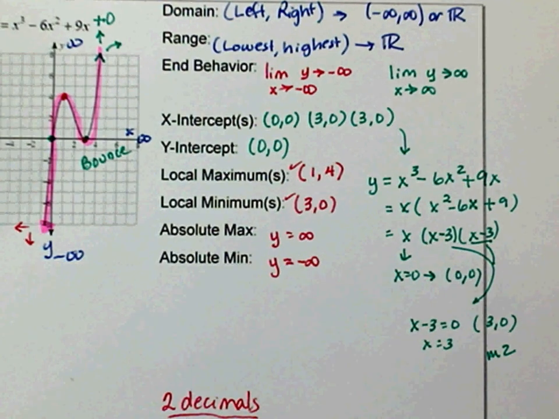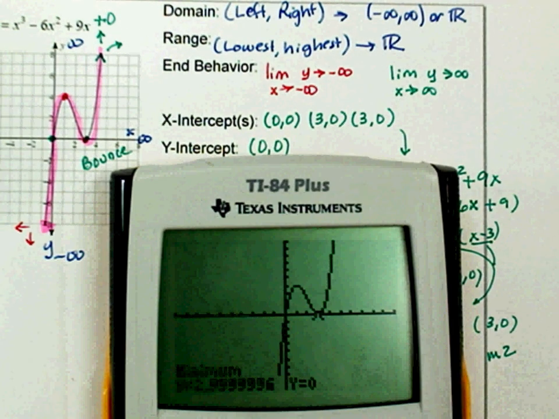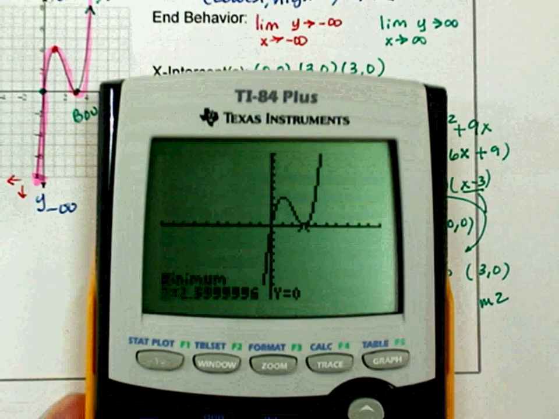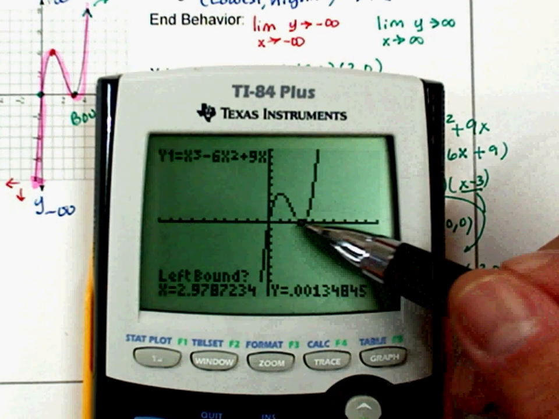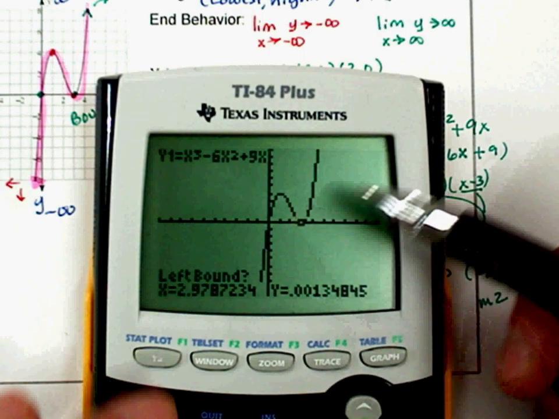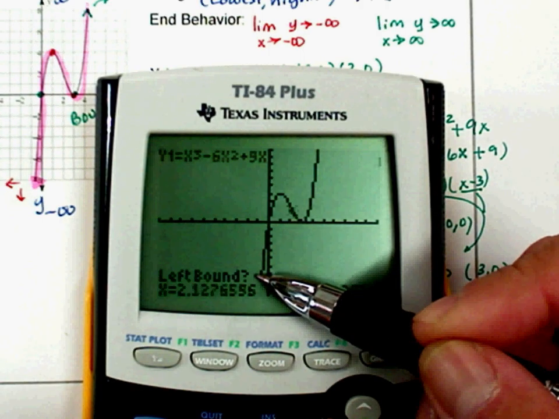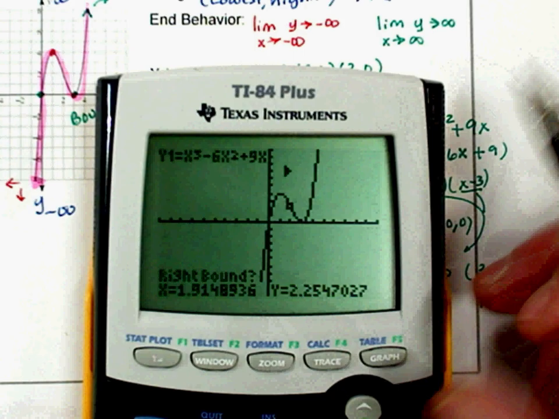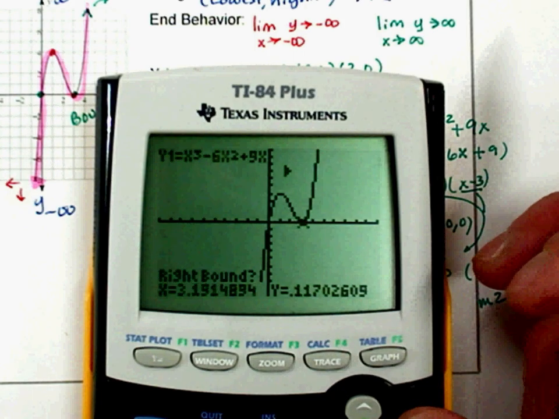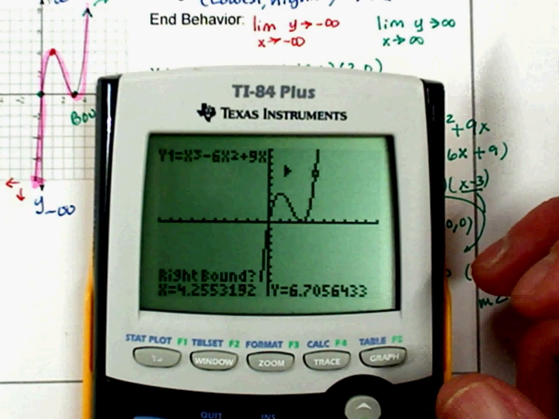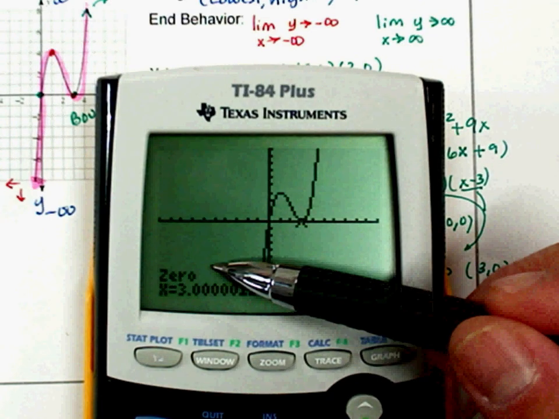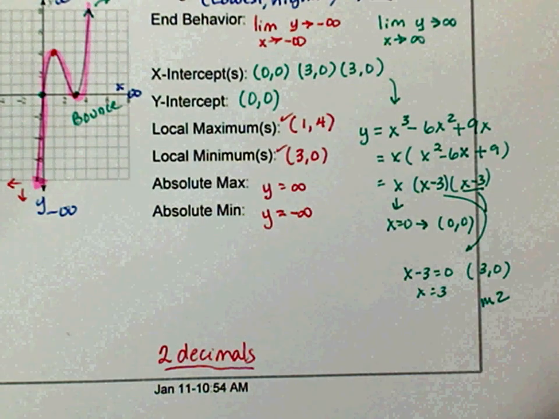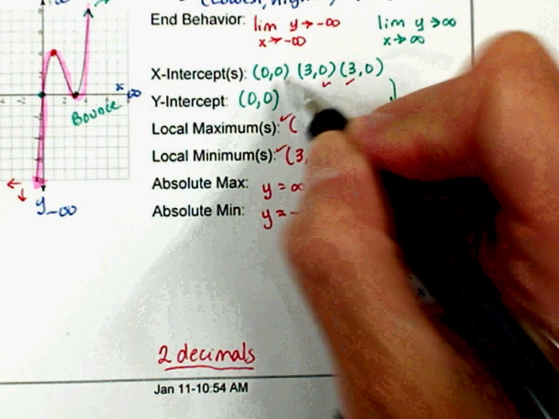Same goes for the x-intercept, okay? So to do your x-intercept, you'll go second calc, number 2. So pretend I'm trying to find that x-intercept. See how it says left bound? Go to the left, enter. Click over to your x-intercept. See how it says right bound? Go to the right, enter. Guess what it says? 0 is 3, 0. So your x-intercept also checked out. And do the same thing, okay?